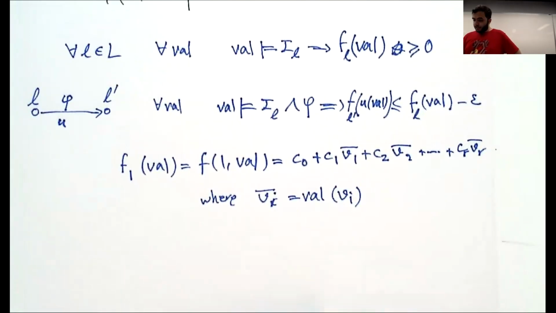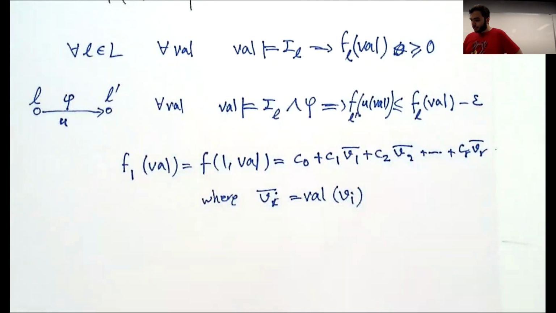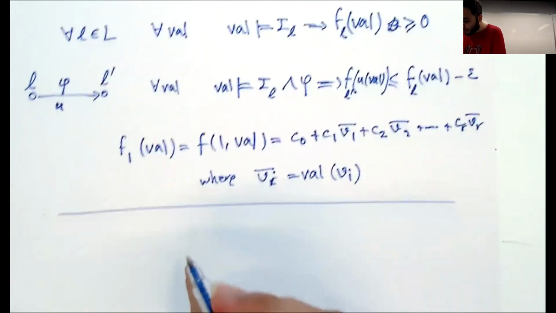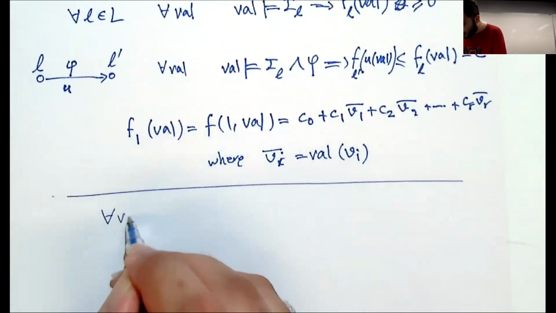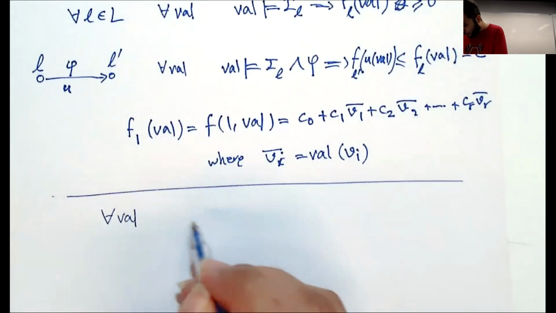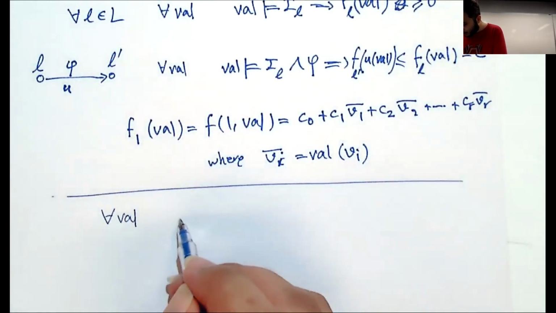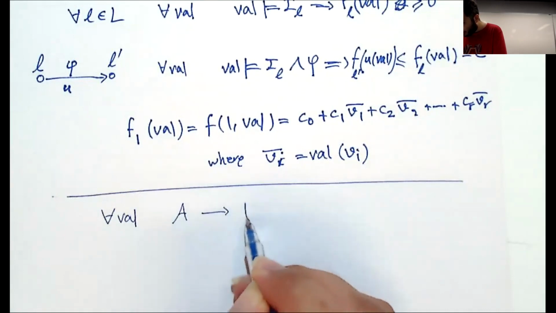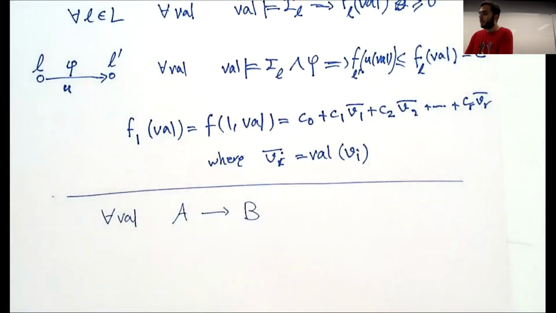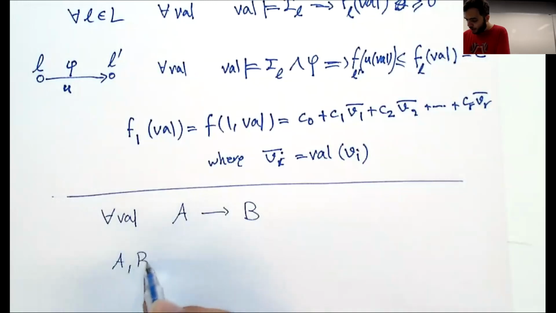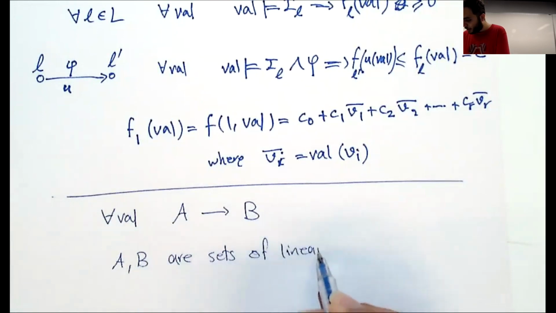And I also have these constraints. So I want to basically solve for these constraints and find the value for epsilon, and also find the values for the CIs. Now, if we look at the constraints that we have, they're actually all of a very nice form. All of them are of this form. For every valuation, if some constraints A hold, then I want some other constraints B to also hold. And A and B are sets of linear constraints or linear inequalities.